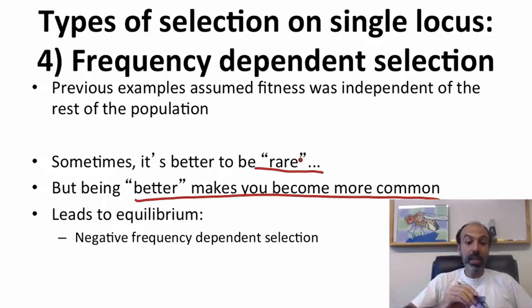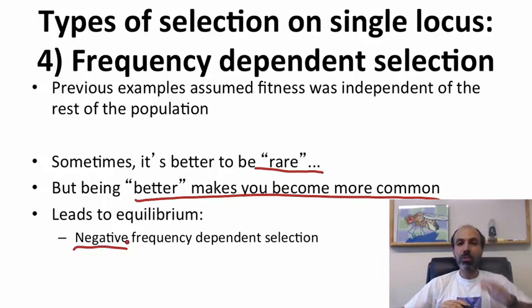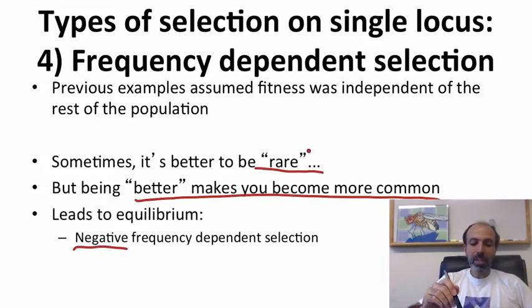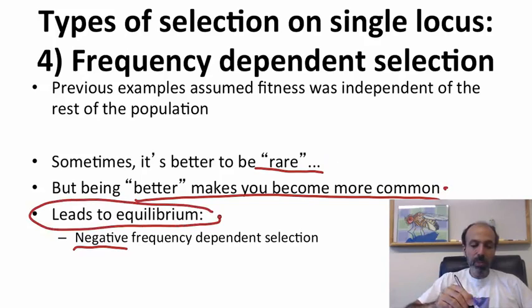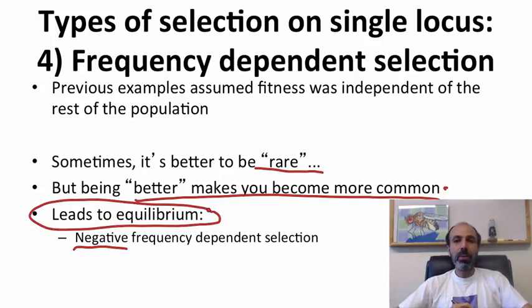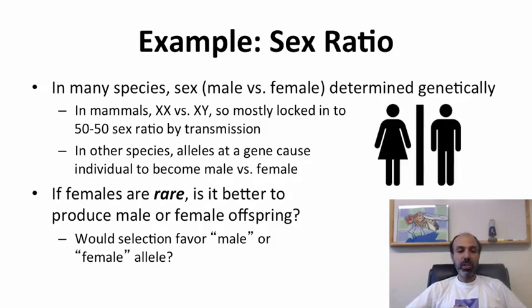What this does, and this is the case specifically of negative frequency-dependent selection. We're not going to talk about positive frequency-dependent selection. If you have negative frequency-dependent selection, this assumes that it's better to be rare, but being better makes you become more common. This eventually leads to an equilibrium. Let me give you an example. Let's use the case of sex ratio.